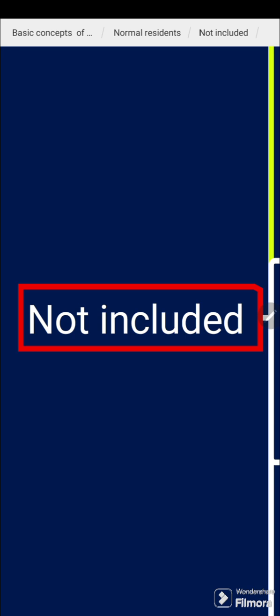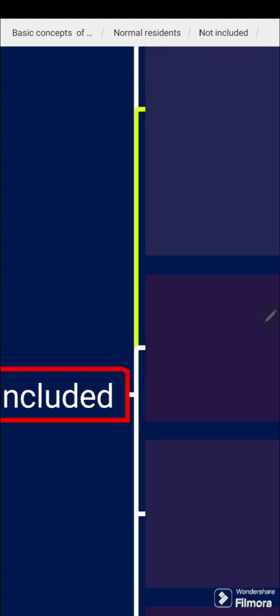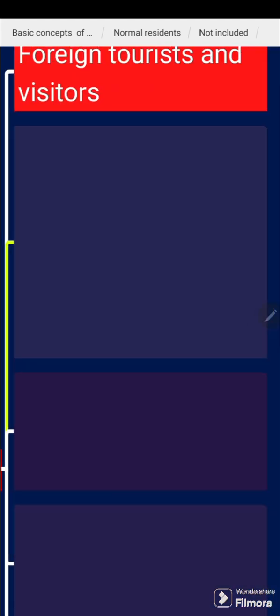There are certain exceptions to this definition of normal residence, and to understand this concept better, we must understand these exceptions and keep them in mind. After having spelled out the definition of a normal resident of a country, it is time now to study the categories which are not considered as normal residents of a country.